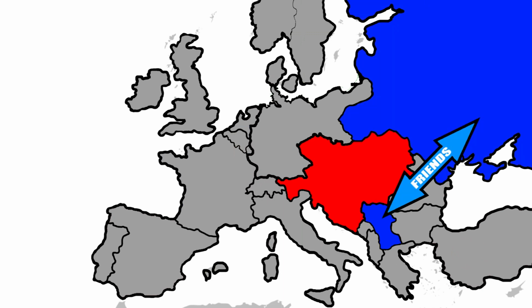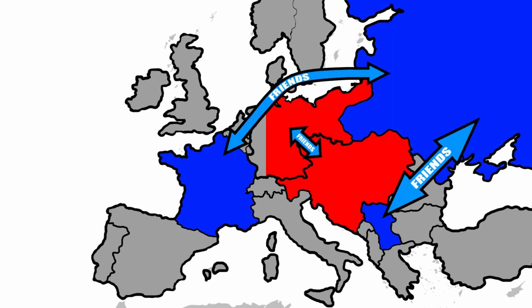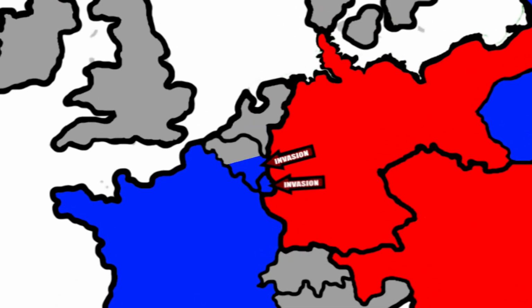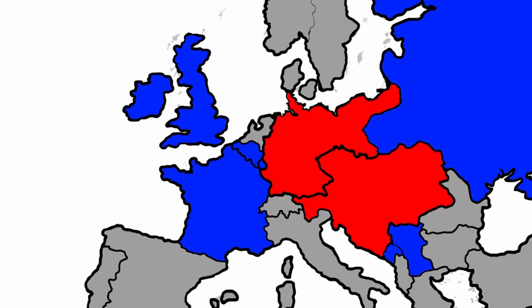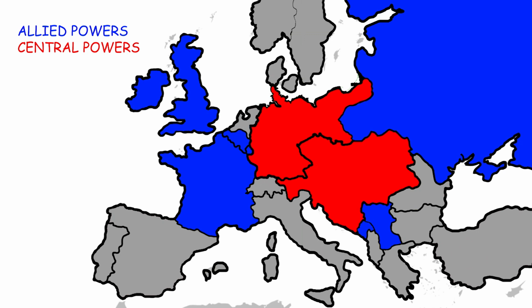Serbia is protected by Russia, who is friends with France. Austria-Hungary is friends with Germany, so they all declare war on each other. Germany decides to attack France quickly through neutral Belgium, which ultimately causes Britain to declare war on Germany for attacking neutral nations. These massive allegiances and rivalries would create two major coalitions in the war, the Allied and Central Powers.